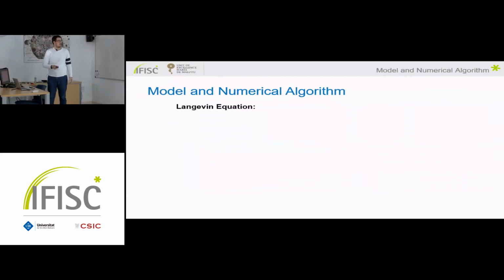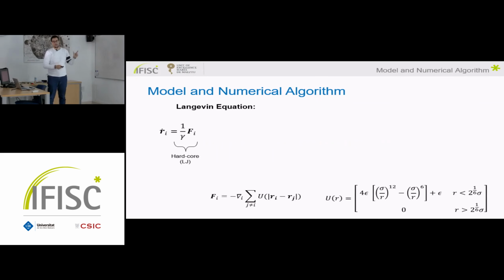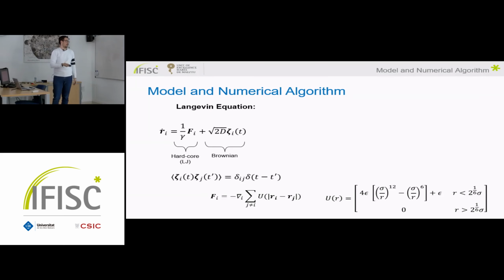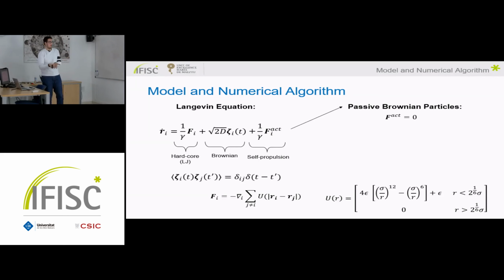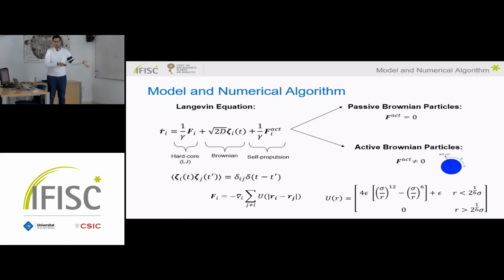Okay. First of all, the model. We studied the Langevin equation, which has distinct parts. First of all, the hard core, that is the size of the particles, modulated with a Lennard-Jones potential that we restricted to the repulsive part. The second part is the Brownian motion, because these are Brownian particles, they produce a random motion. And the last part is the self-propulsion, which in the case of passive Brownian particles is zero, and in the case of active particles is different from zero.